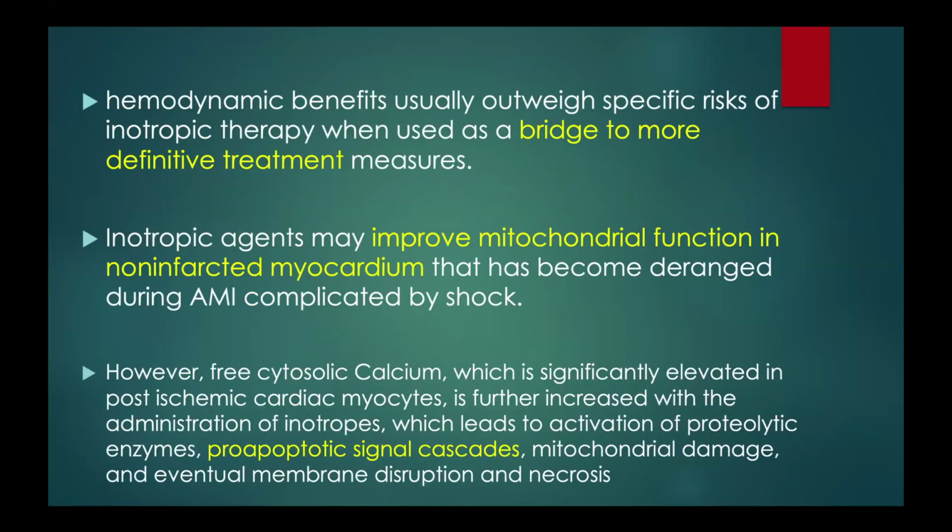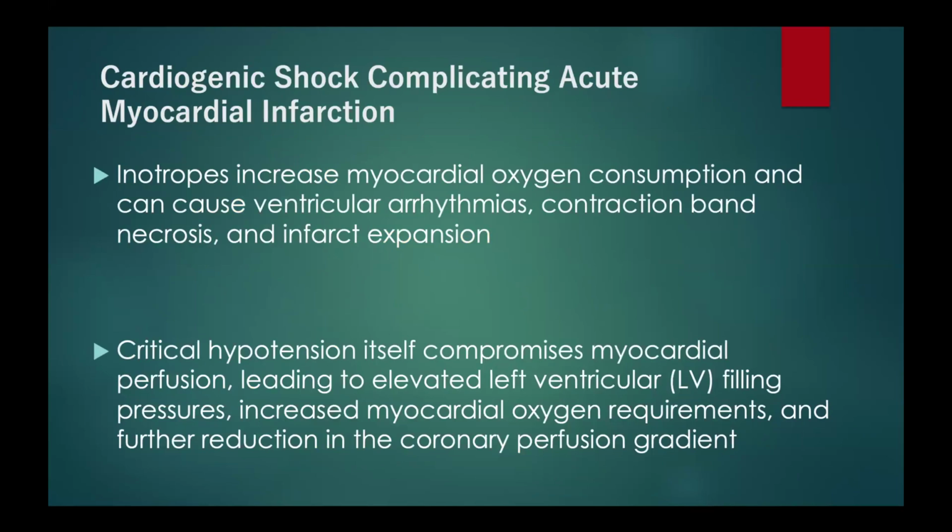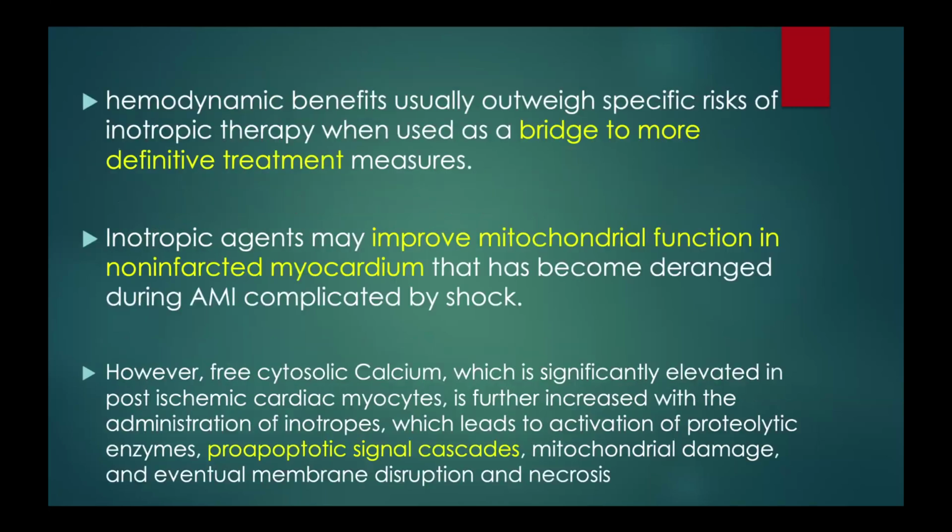So in cardiogenic shock complicating acute myocardial infarction, there are various ventricular arrhythmias, contraction band necrosis, and infarct expansion. Critical hypotension itself compromises myocardial perfusion, leading to elevated left ventricular filling pressures and increased myocardial oxygen demand. Definitive treatment measures: inotropic agents may improve mitochondrial function in non-infarcted myocardium.